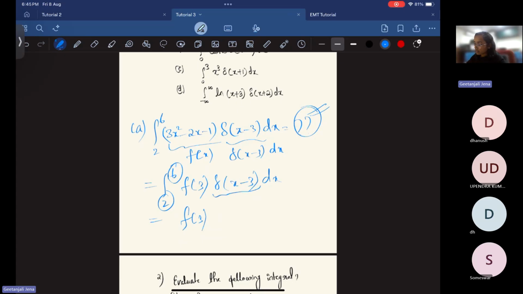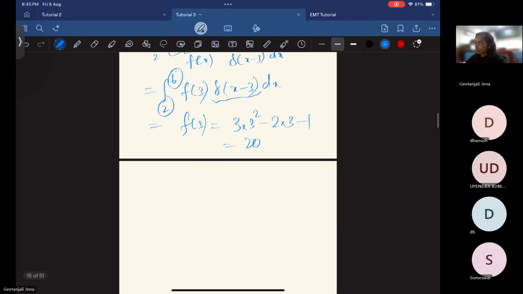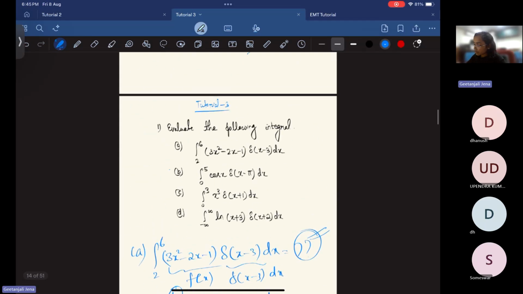For this case, the non-zero value will occur at x equal to 3, and the 3 is within the limit 2 to 6. So that is why this integration will be f of 3, which will give 3 square minus 2 times 3 minus 1. So 20. Okay, so this is for the first part.